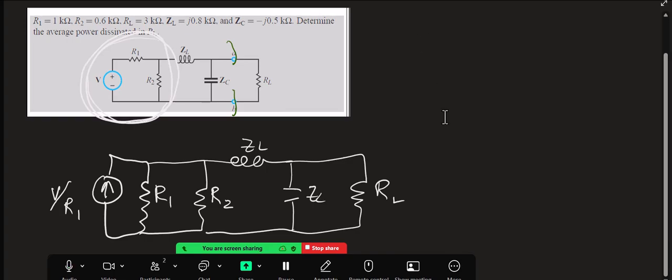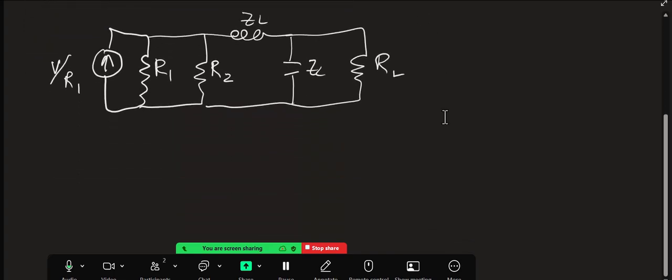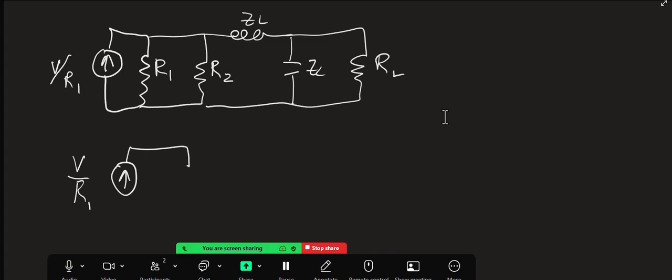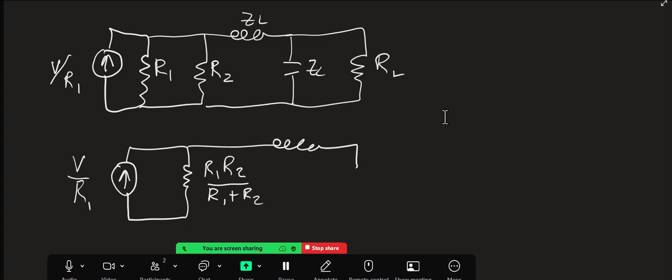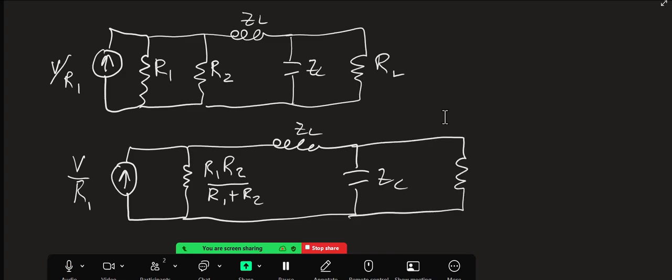So then I can combine those two resistors in parallel. So I have a current source that is V over R1, and then this resistance is R1 R2 over R1 plus R2. And then I have ZL and ZC and RL.